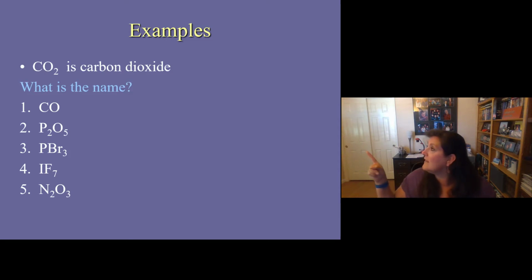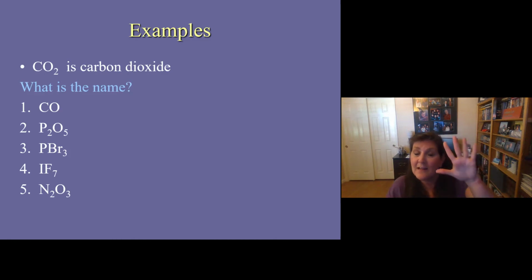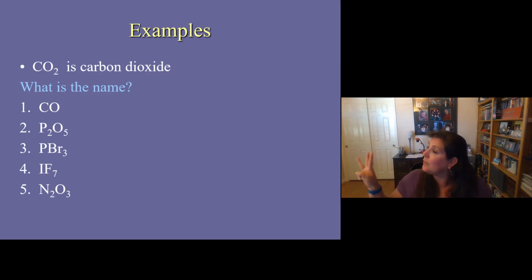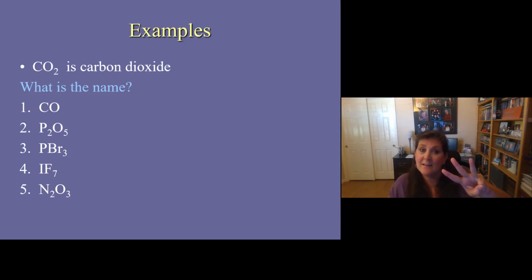All right, what is the name for CO? Carbon monoxide. What about number 2? There's 2 P's, so diphosphorus. 5 O's, so pentaoxide. Yeah, diphosphorus pentaoxide. Number 3. Don't start with mono. Phosphorus tribromide. Good job.